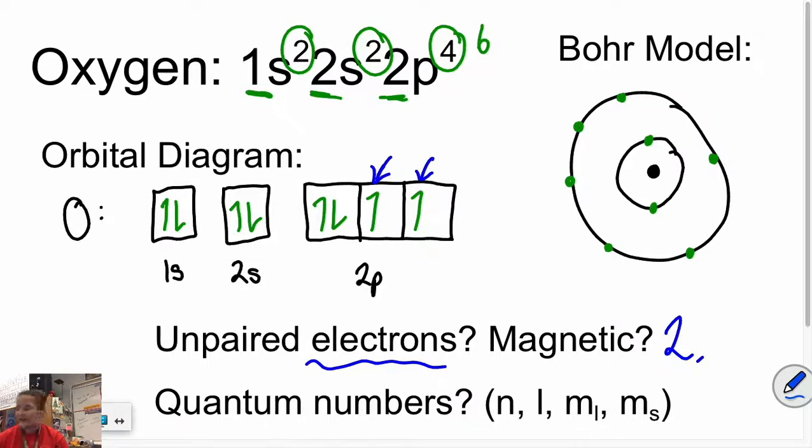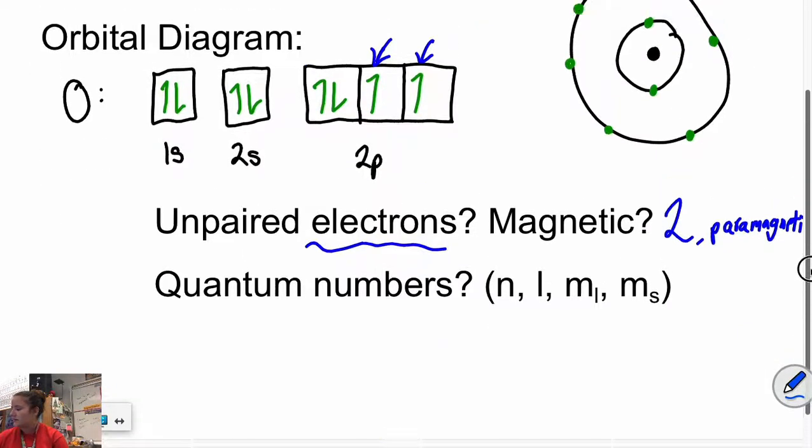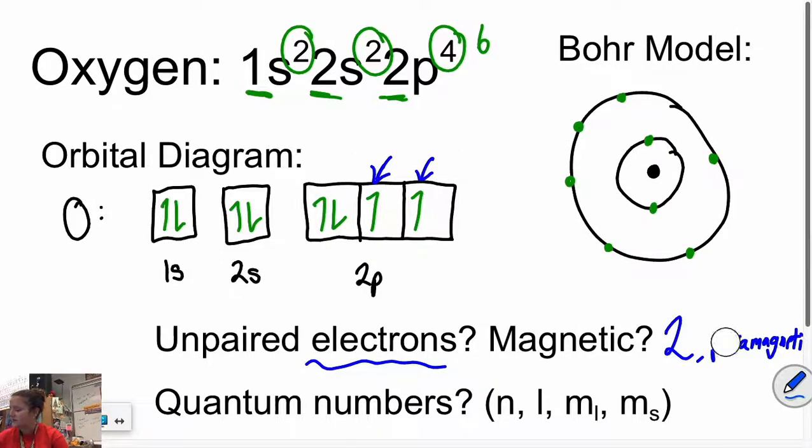When something has unpaired electrons, we say it is paramagnetic, meaning it will react in a magnetic field. Okay? Call it paramagnetic.